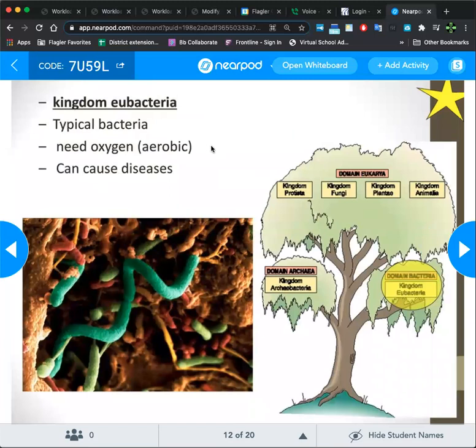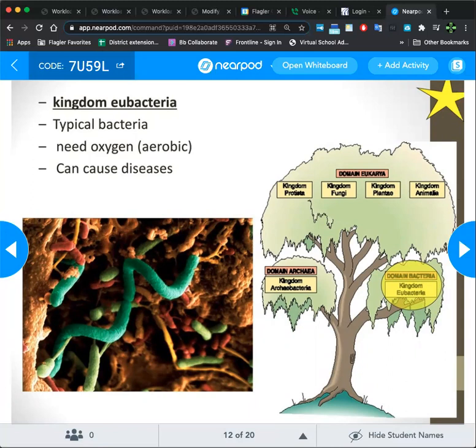All right, so let's start with the first two kingdoms. You have eubacteria and then archaeobacteria. These are both your prokaryotes. So because they're prokaryotes, they're both bacteria. They're both going to be unicellular or single-celled. Starting with eubacteria, this is your typical bacteria. This is your most common bacteria. For the most part, they need oxygen or they're aerobic. They can cause diseases. Again, just think of this as your typical bacteria. Nothing too special about them.